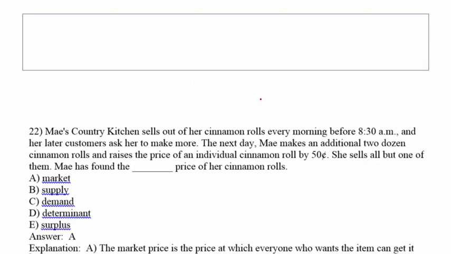Let's take a look at this next one. May's Country Kitchen sells out her cinnamon rolls before 8:30. She sells them out, so there was more demand than supply, so we had a shortage of cinnamon rolls, didn't we? So what happens? The customers ask her to make more. The next day, May makes an additional 2 dozen cinnamon rolls, raises the price of an individual roll by 50 cents. She sells all but one.